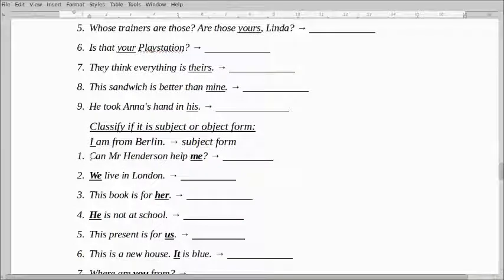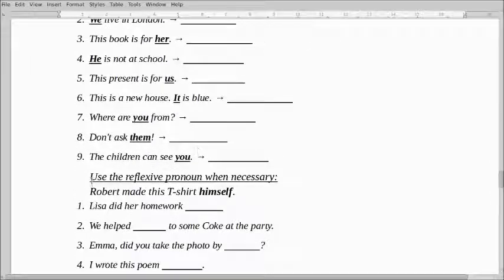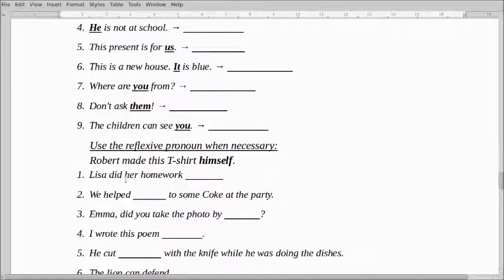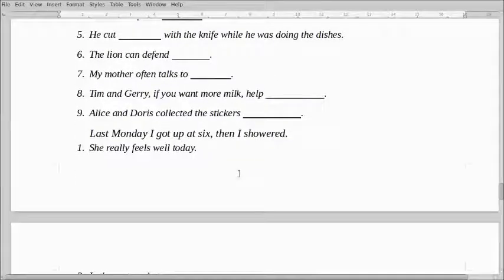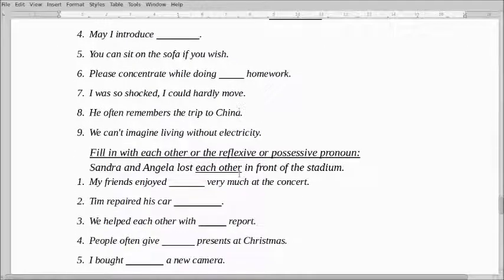Okay? Can Mr. Henderson help me? O Sr. Henderson pode me ajudar? Here is o me é object form. Okay? Here, use the reflexive pronoun when necessary. Aqui você precisa usar o pronome reflexivo se for necessário. For example, Robert made this t-shirt himself. Robert fez essa camiseta ele mesmo. Here, in this exercise, you need to fill in with each other or the reflexive or possessive.